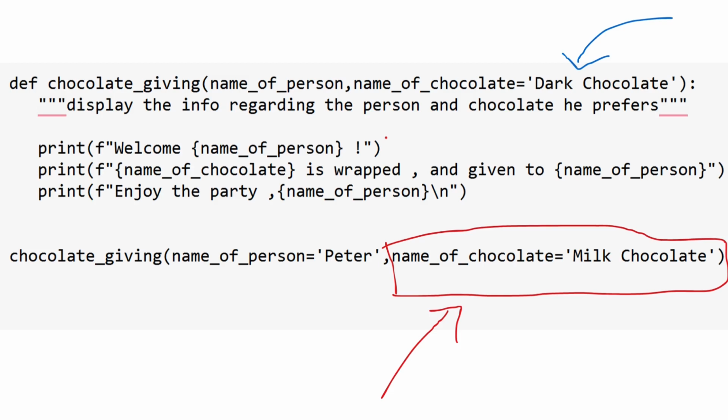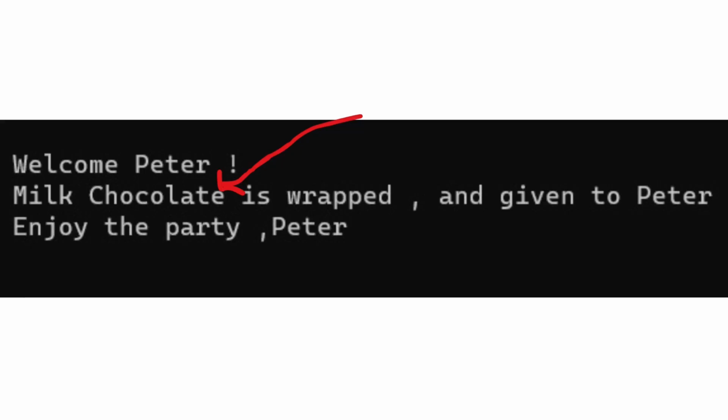So here Peter provides his preferred value, milk chocolate, for the parameter name of the chocolate instead of the default value. Now Python uses that value for assigning to the name of chocolate. See the output: Welcome Peter, milk chocolate is wrapped and given to Peter. Enjoy the party, Peter. So the output is printed for Peter with milk chocolate as his preference.